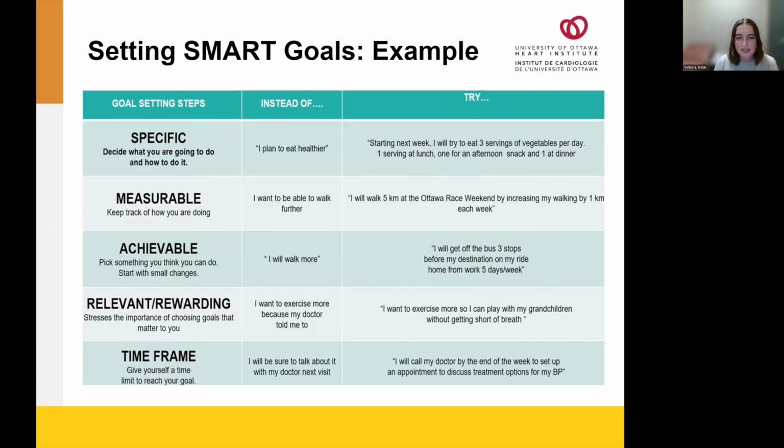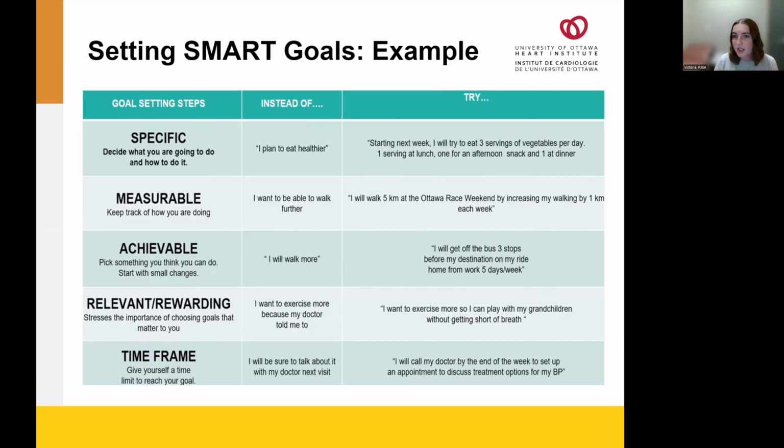It's much more detailed. If you say, I plan to eat healthier, well, that doesn't really tell us too much, right? You could eat healthier in many ways. How are you going to do that? And then measurable. So instead of saying, I want to be able to walk further, this patient wants to walk 5 kilometers at the Ottawa race by increasing their walks by 1 kilometer each week, right? So that is a great measurable goal because they're able to track the distance that they're walking week to week to try to get their goal of 5 kilometers.